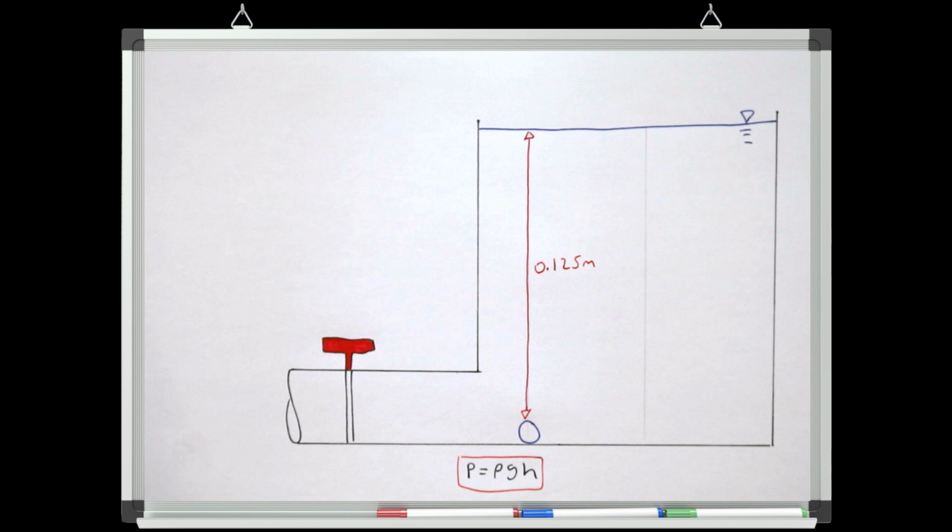So we can rework this formula for pressure into units of height, and this gives us an expression for pressure in units of height as pressure in newtons per meter squared divided by the density of water and gravity. This particle has the equivalent of 0.125 meters of pressure trying to push it through the pipe.